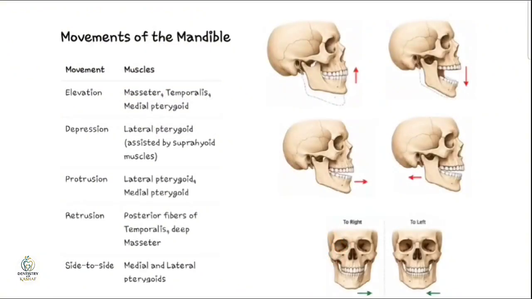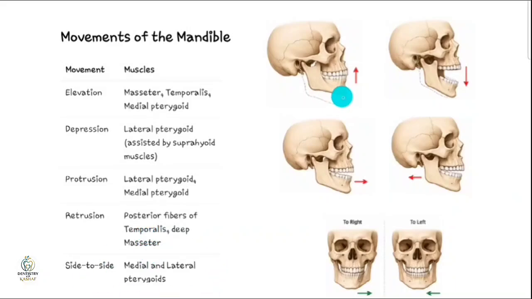Okay, what are the different movements of the mandible? Elevation, depression, protrusion, retrusion, and side-to-side movement. Elevation is done by your masseter, temporalis, and medial pterygoid, and depression by lateral pterygoids, also assisted by suprahyoid muscles. Also, protrusion by lateral pterygoid and medial pterygoid, retrusion by the posterior fibers of temporalis and the deep fibers of your masseter. Side-to-side movement, of course, by medial and lateral pterygoid.